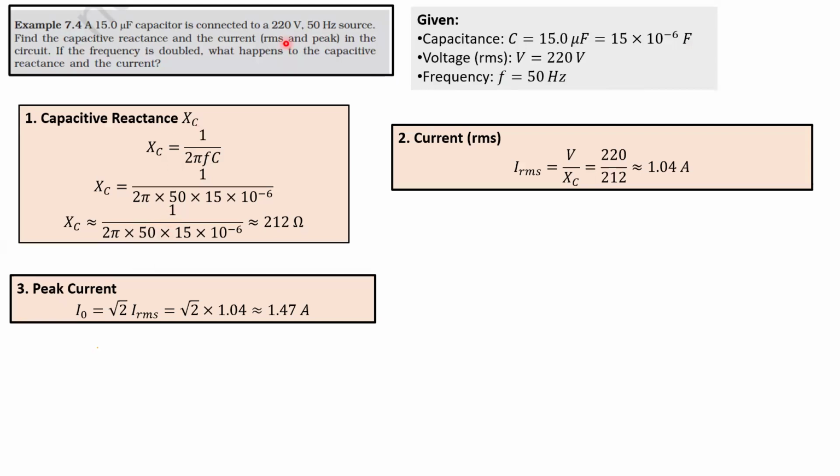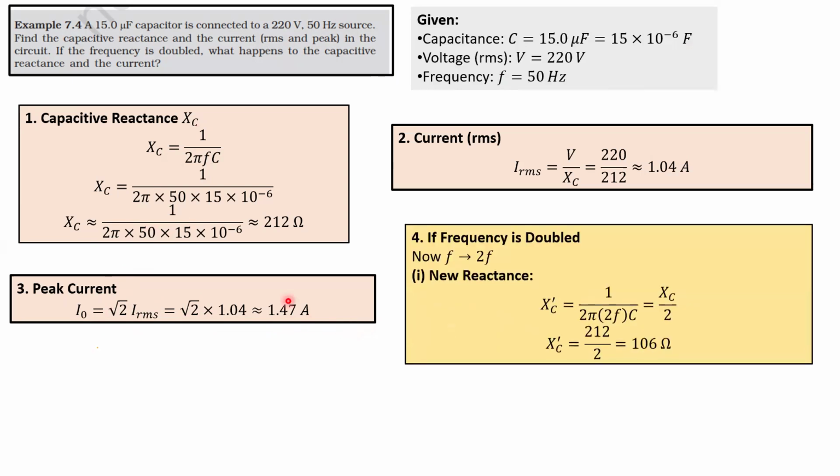Here I naught is also asked. IRMS is I naught by root 2. So I naught equal to root 2 times IRMS. 1.04 multiplied by root 2, we are getting 1.47 ampere.